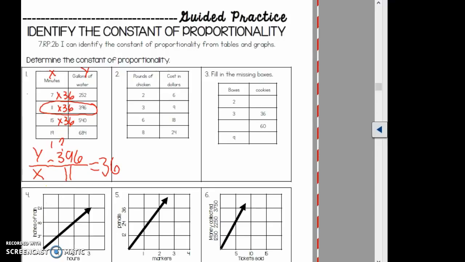Okay, we're going to do the same thing in number 2. There is no 1, so we're going to have to use y over x. Very nice. And then go ahead and pick 2 terms for us to use.